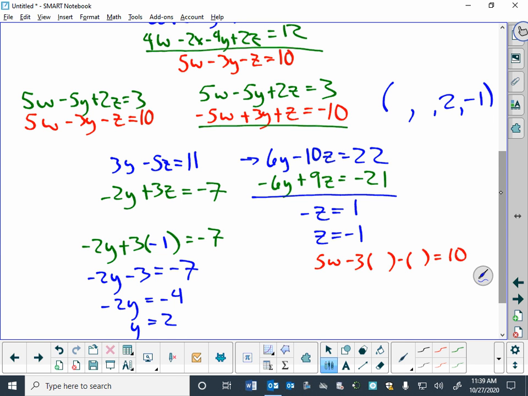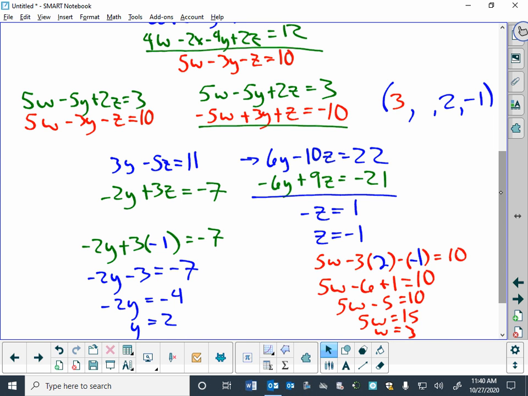My y, again, was a 2, and my z was a -1. And so this equation becomes 5w minus 6 plus 1 is equal to 10. That's 5w minus 5. That is equal to 10. So 5w is 15. And I know my w is 3. That was this number up here.